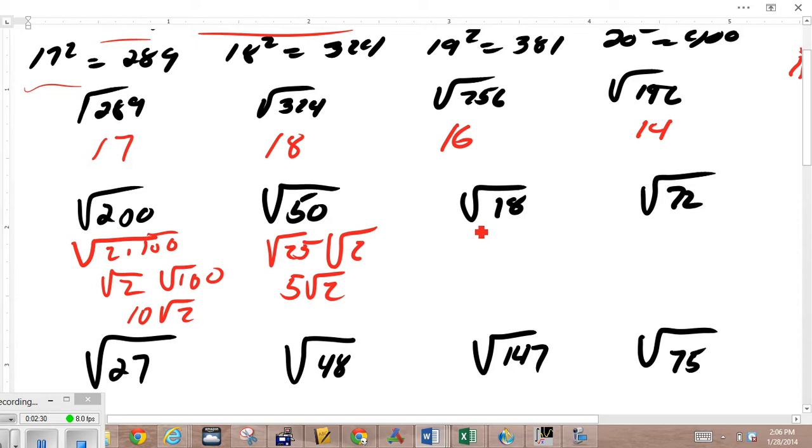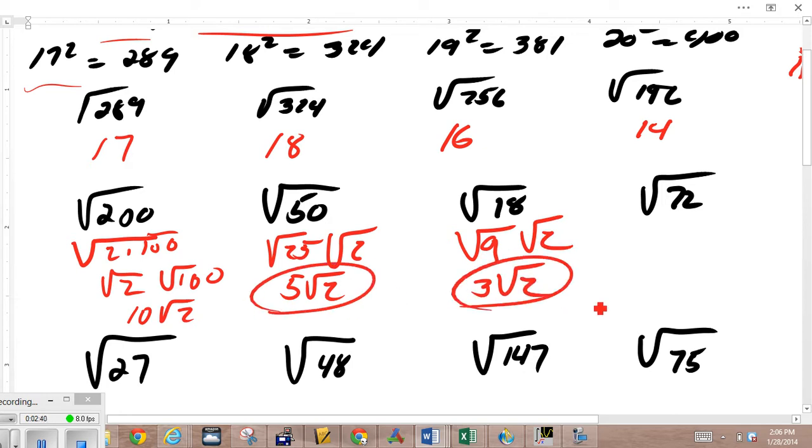Likewise, 18 could be written as the square root of 9 times the square root of 2, which is 3 the square root of 2. These are left this way. We don't need a calculator to evaluate these. In fact, on the upcoming test, you won't have a calculator. I will expect you to simplify these expressions the way I'm showing you here.